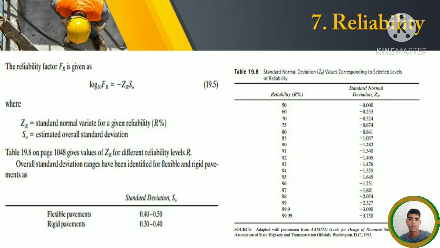Now, for the last procedure, we have reliability. When it comes to reliability, it has been noted that the cumulative ESAL is an important input to any pavement design method. However, the determination of this input is usually based on assumed growth rates, which may not be accurate. Most design methods do not consider this uncertainty, but the 1993 AASHTO guide proposes the use of a reliability factor that considers the possible uncertainties in traffic prediction and performance prediction.